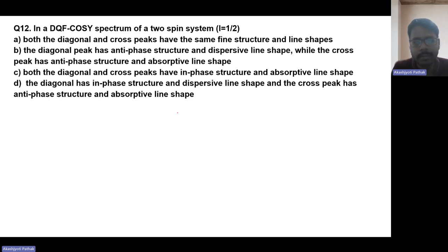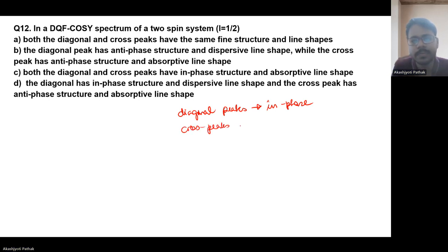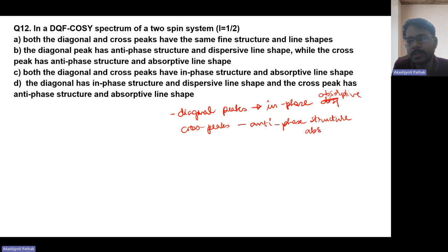But remember this, that the diagonal peaks are in phase, while the cross peaks are antiphase. They have an antiphase structure. Both are absorptive: the diagonal peaks have in-phase absorptive structure, while the cross peaks have antiphase absorptive structure. Okay, so option A is correct. All other options are false.